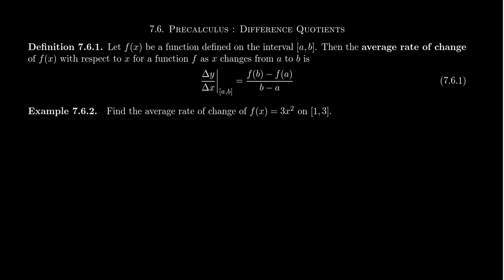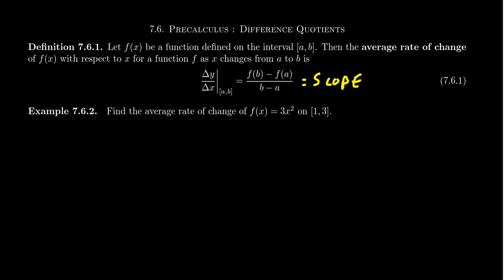So let f of x be a function defined on some interval a to b. Then we said that the average rate of change of f of x with respect to x, as x changes from a to b, is given by this. We usually denote it as delta y over delta x, and sometimes we add a superscript of a comma b to emphasize which average rate of change we're talking about, because different intervals will have different average rates of change. But the formula is just f of b minus f of a over b minus a. This is just the slope formula.